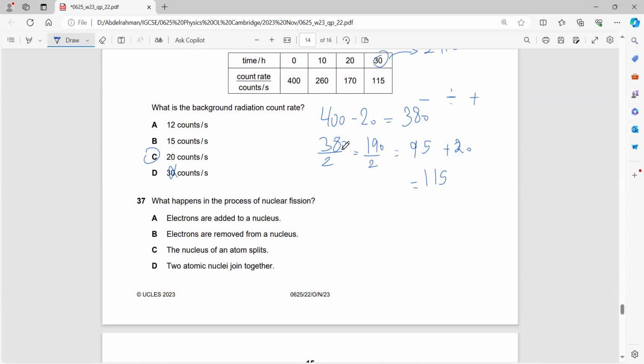What happens in the process of nuclear fission? The nucleus of an atom splits. Yes. Fission is the splitting of an atom.